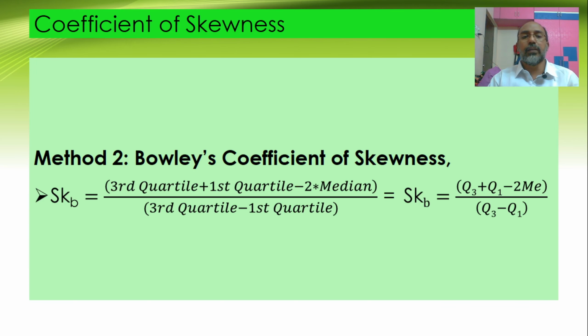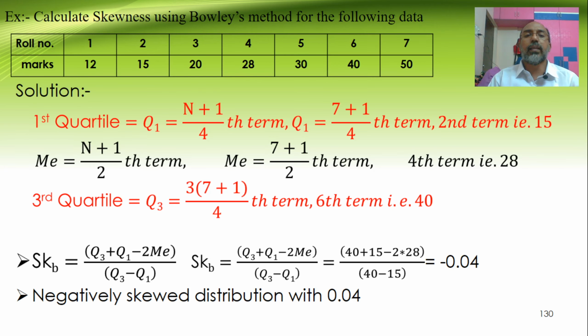Now Bowley's method requires the third quartile plus the first quartile minus 2 into median, divided by the third quartile minus the first quartile. Written shortly, SKB is equal to Q3 plus Q1 minus 2 times median, divided by Q3 minus Q1. Then we are going to deal with the same through examples.